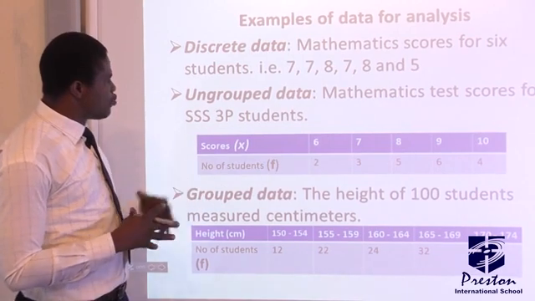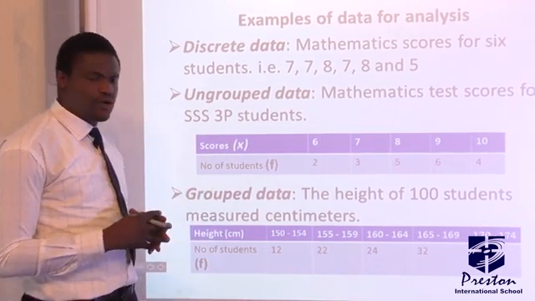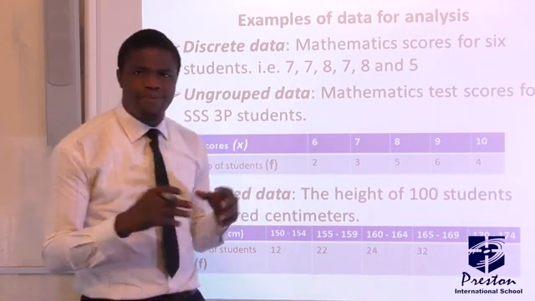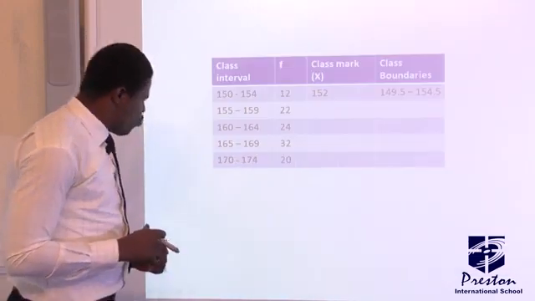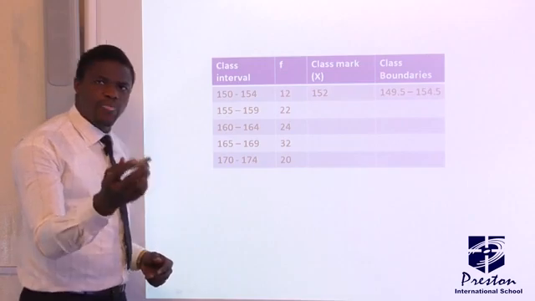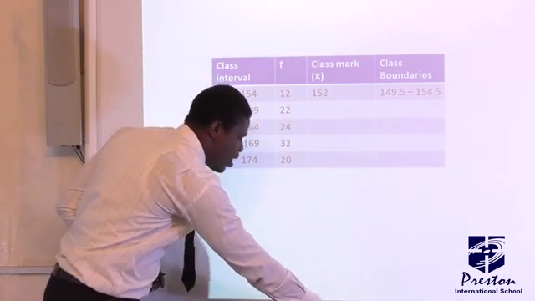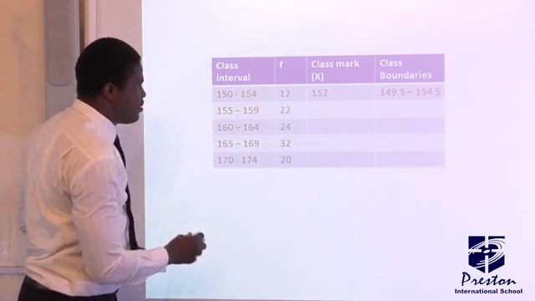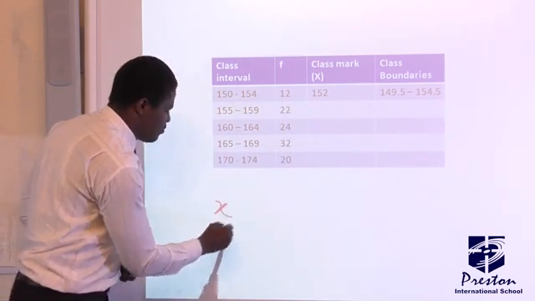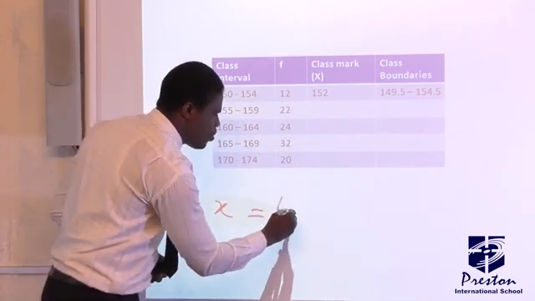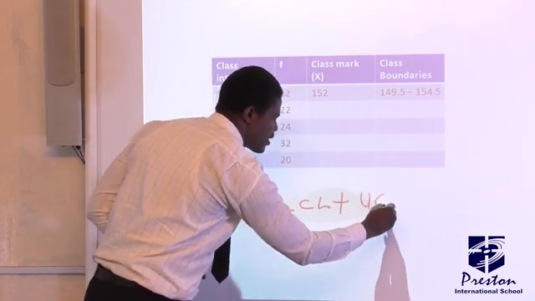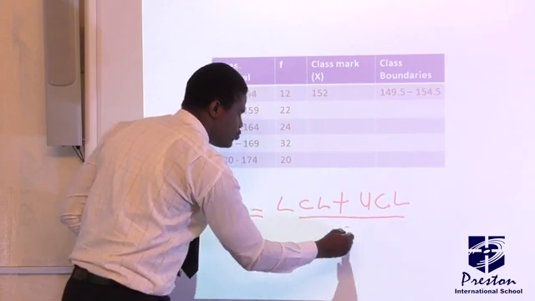For instance, under grouped data, we have our X, but in this case, we have groups. So to avoid any form of bias, we use this formula to determine our X. X is equal to lower class limit plus upper class limit divided by 2.